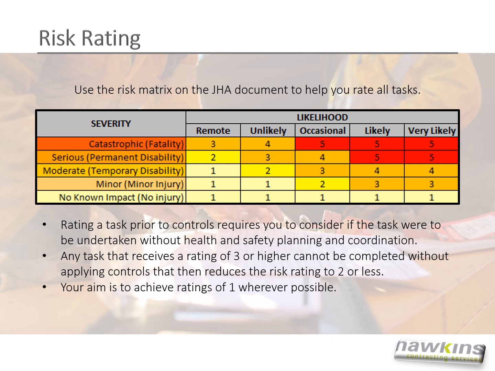Use the risk matrix on the JHA document to help you rate all tasks. Rating a task prior to controls requires you to consider if the task were to be undertaken without health and safety planning and coordination. Any task that receives a rating of 3 or higher cannot be completed without applying controls that then reduce the risk rating to 2 or less. Your aim is to achieve ratings of 1 wherever possible.